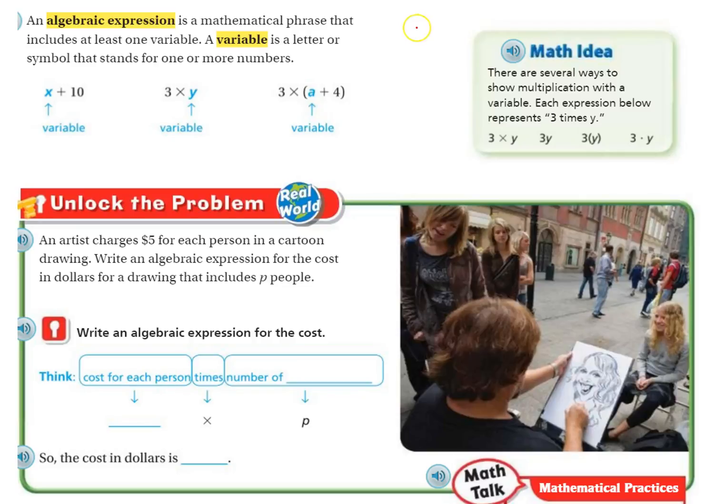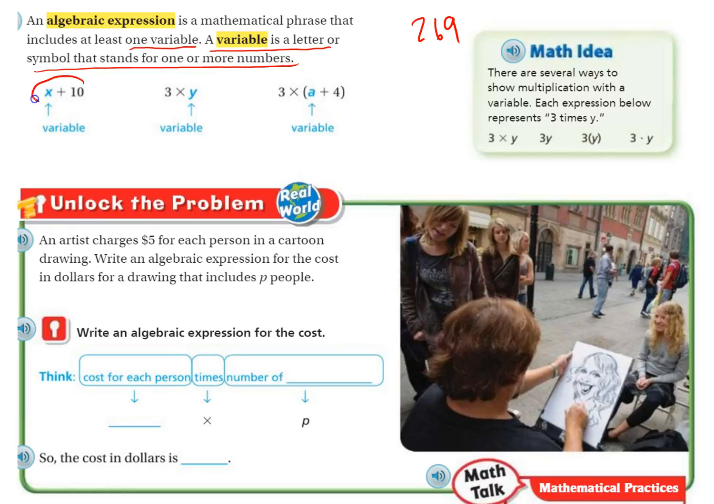Alright, in this video I'm going over page 269 in the Go Math textbook. Follow along. An algebraic expression is a mathematical phrase that includes at least one variable. A variable is a letter or symbol that stands for one or more numbers.